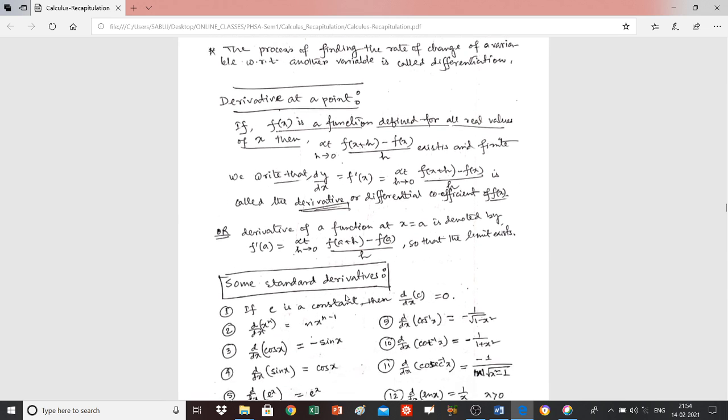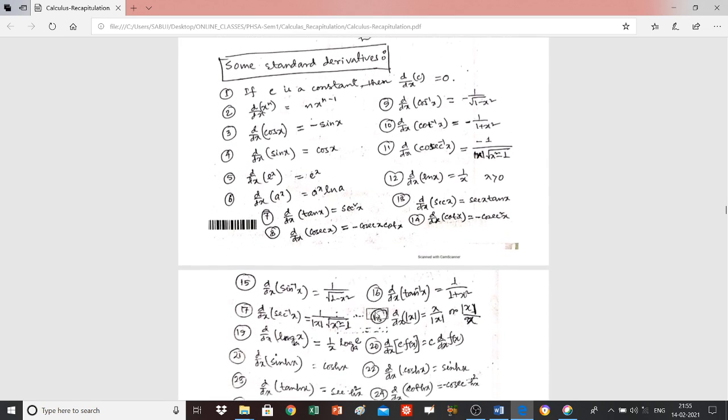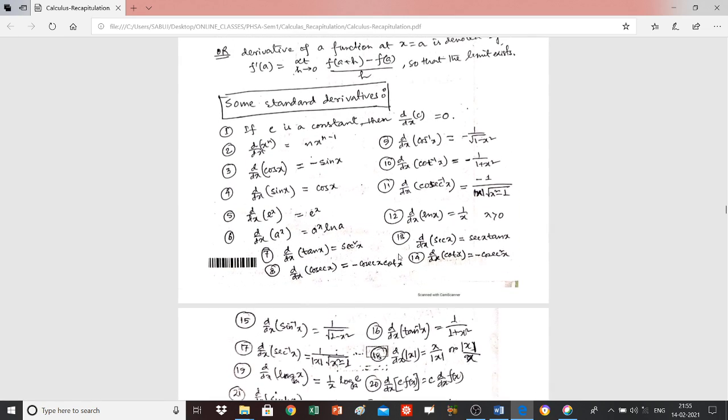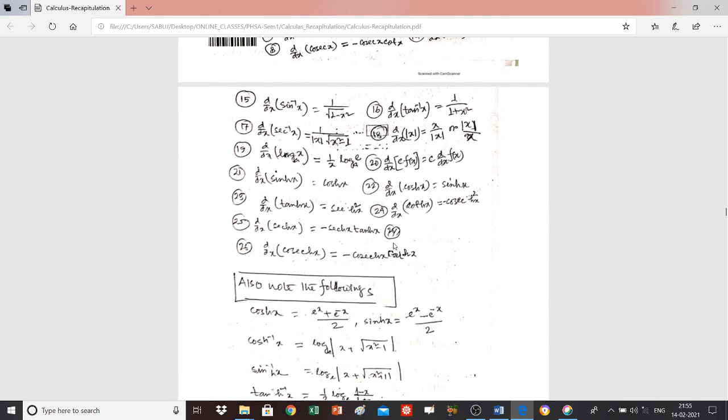Now come to some standard derivatives. You know all about this from your previous class, that is, the HS standard class, and some standard derivatives are given here. You need to go through these and apply these derivatives when you require them. Here are some standard derivatives, and here are also some standard derivatives.